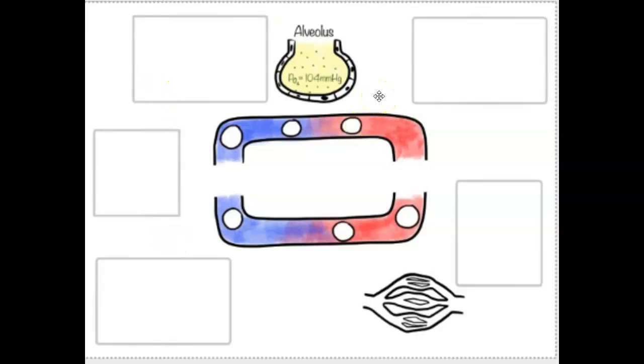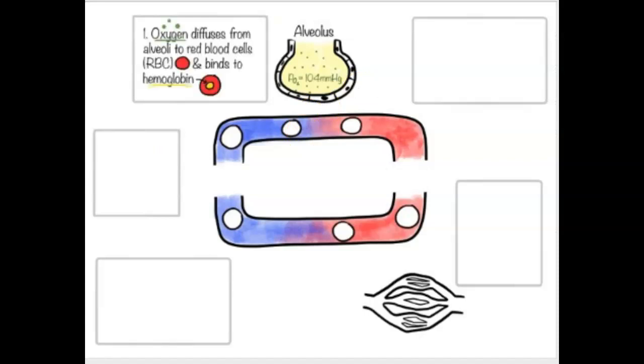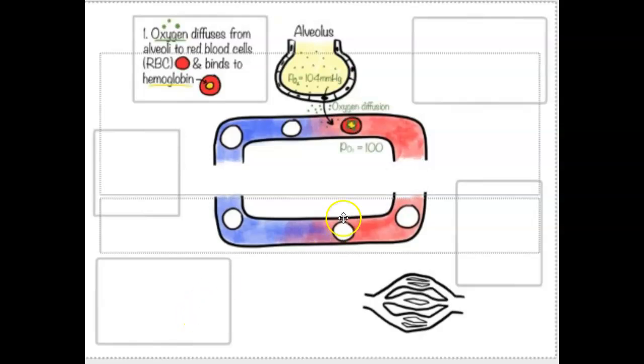Everything in terms of the movement of oxygen is going to be driven by the amount of oxygen present, which remember we measure in pressure. So in the alveolus, the PO2, the amount of oxygen, is 104 millimeters of mercury. Within the blood vessel, we're going to have a pressure of 100. So oxygen is going to move from an area of high concentration to an area of low concentration, high concentration 104 to low concentration 100.